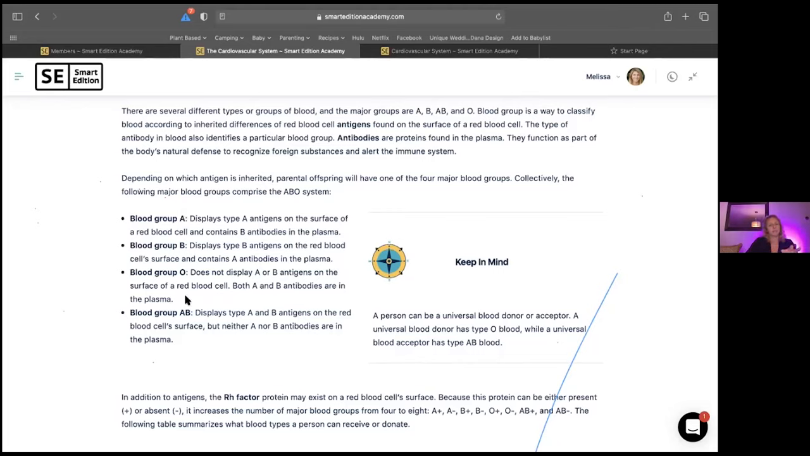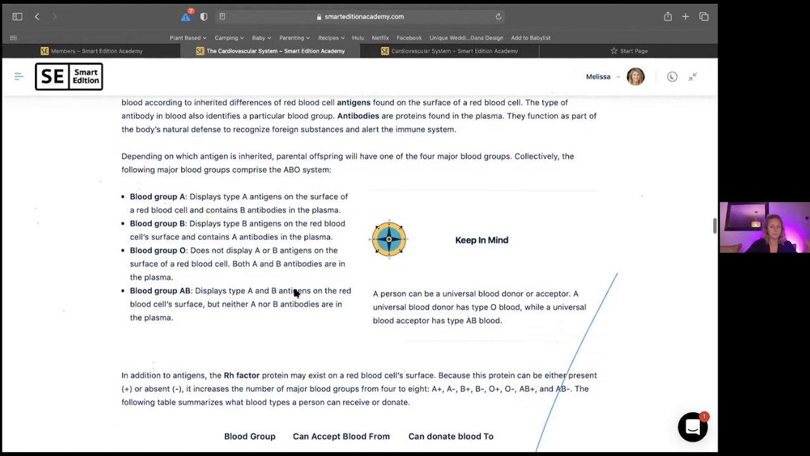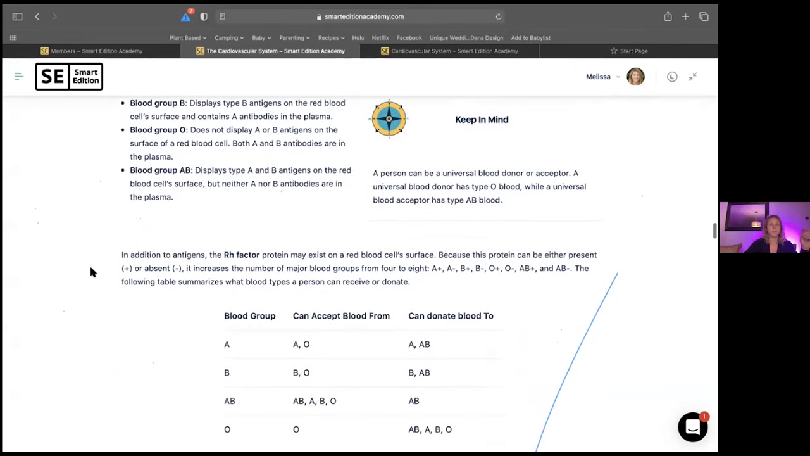Now, this can get tricky and confusing. You basically just want to know what blood group A means right here, and what blood group B means. When we talked about positive or negative, we're looking at the Rh factor protein, which may or may not exist on the red blood cell surface. So this is where those 8 blood groups come into play. We have A positive, A negative, B positive, B negative, O positive, O negative, AB positive, and AB negative. So all 8 of them are different.